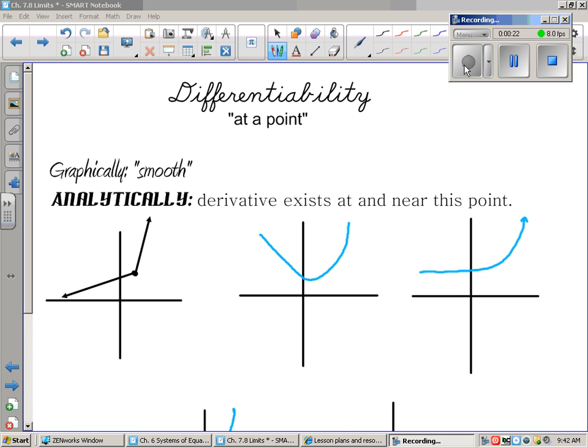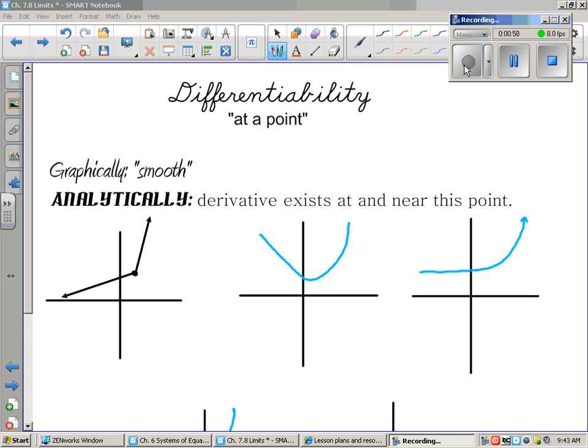Again, we're talking about at a point. A function itself may have times where it is not differentiable. However, there will be times in which it will be. So when we talk about differentiability, we're talking about it at a point, not as a whole. What we're looking at graphically, then, is that the graph is smooth. There are no jagged edges, no jagged points. We can determine the slope at and near its point.